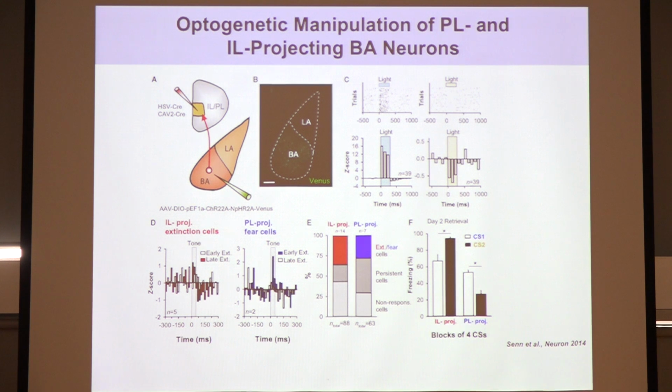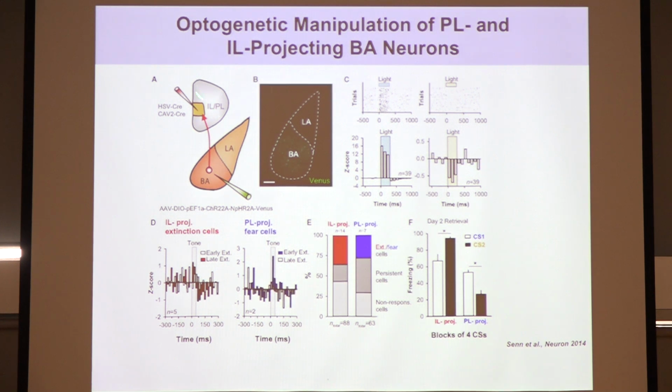So at this time, this paper was just published this year, beginning of the year. It has been a long story. This was a follow-up of the fear and extinction paper we published in 2008. But this time there was optogenetics available. So to perform those optogenetic manipulations of the PL and IL projecting neurons, we used the following strategy.